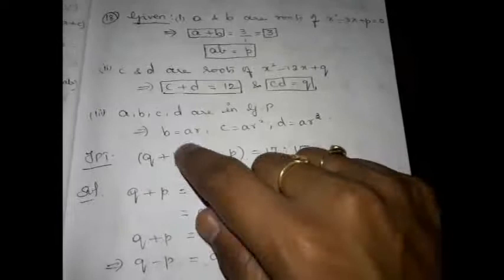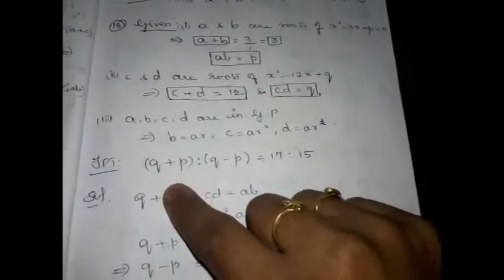We found what a plus b is, we found ab, c plus d, cd, and we know what b, c, d are. Now we need to prove that q plus p is to q minus p equals 17 is to 15. So for that we need to find q plus p. Q is cd, p is ab. But what are c and d? Ar squared plus ar cube plus a into ar. So it has become a squared r power 5 plus a squared r.